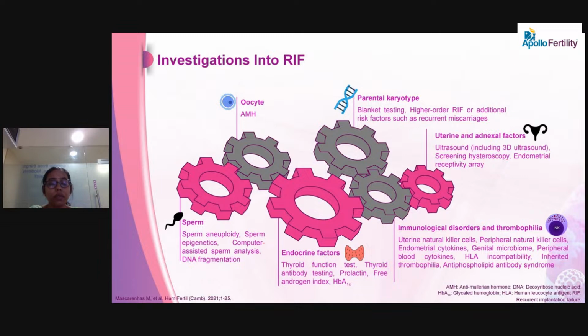Next, what all tests do we do to identify the cause in women with recurrent failure? When there is a repeated failure, even with one IVF failure itself, we go and check where the issue is. When there are multiple embryo transfer failures, two or three, then we need to look at where the problem is. Either the oocyte, whether AMH is the reason, advanced maternal age is the reason. Next, sperm aneuploidy or sperm epigenetics is the reason. Next, karyotyping. It's a blanket testing, but higher order RIF needs this.